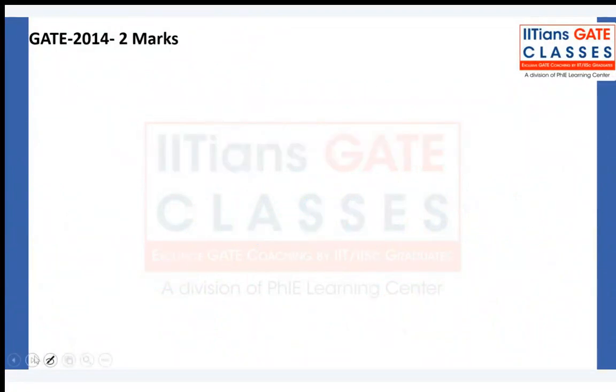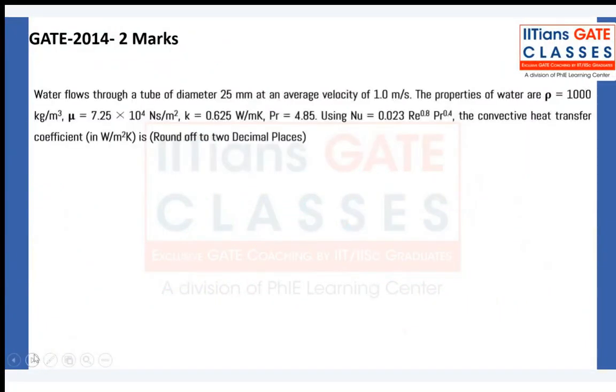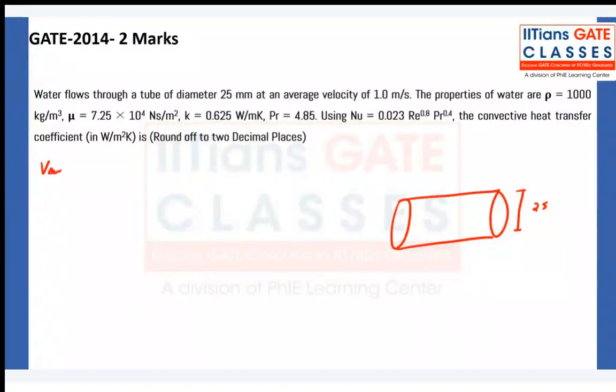Water flows through a tube of diameter 25 millimeter at an average velocity of 1 meter per second. Properties are given: density, dynamic viscosity, k, and Prandtl number. The Nusselt number correlation is given. I need to find the convective heat transfer coefficient.